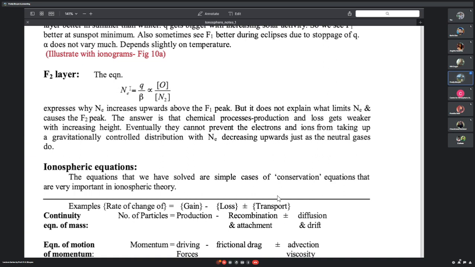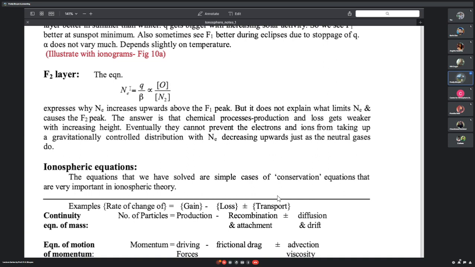Because to get the F2 layer or F2 peak, it must reach a height where N is maximum. From where? The temperature. In the thermosphere, the temperature never decreases, like in the lower atmosphere. In the troposphere and in the mesosphere, temperature decreases. In the stratosphere, temperature increases. So increase and decrease are there up to the mesosphere, but in the thermosphere, it will continuously increase.